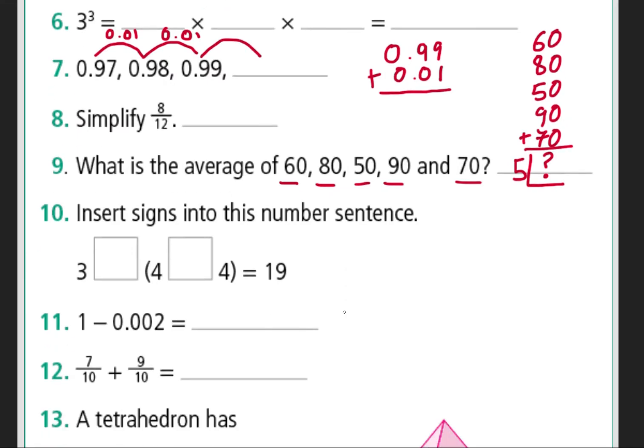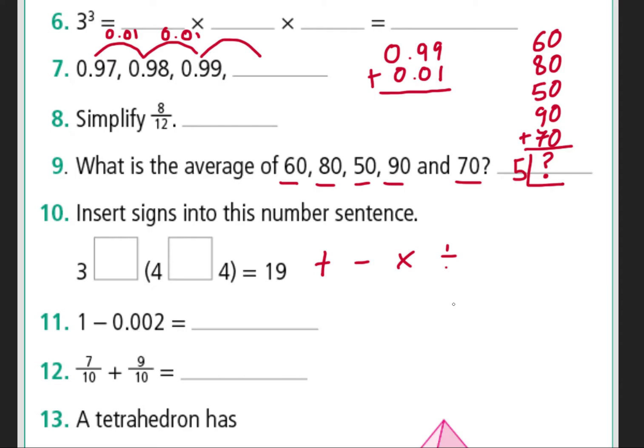Number 10, you just have to try the 4 operators in maths here. So plus, minus, multiply and divide. Try these in these boxes here. Remember that the brackets goes first, and see which one of these is going to give you 19 as an answer.